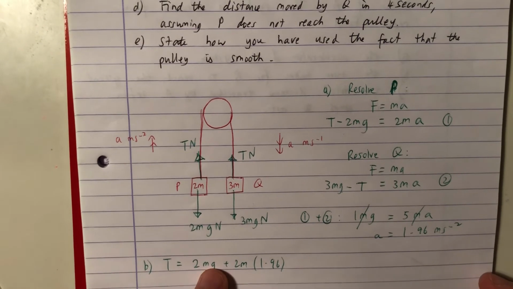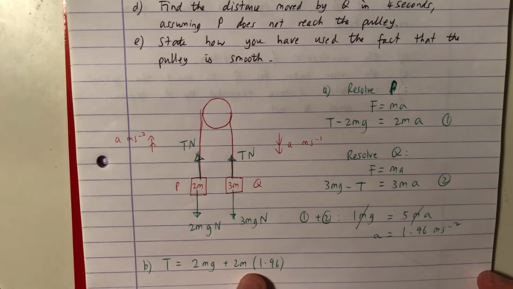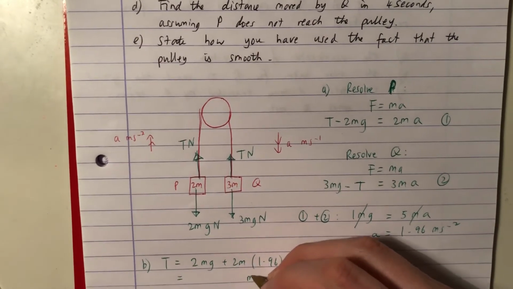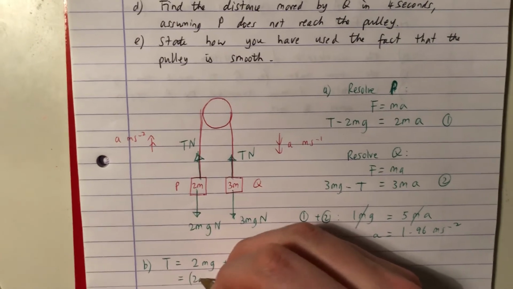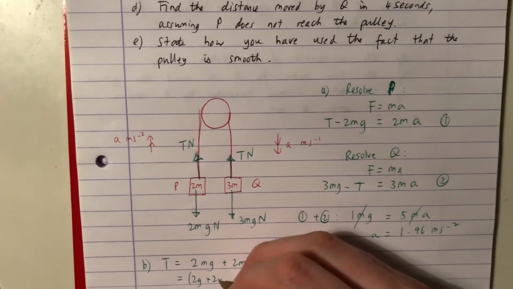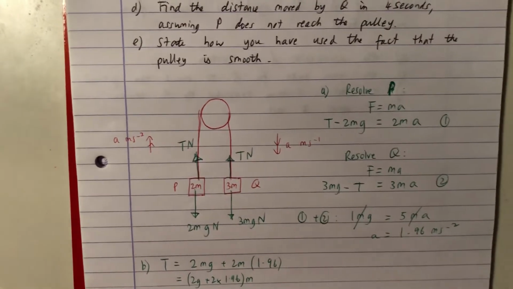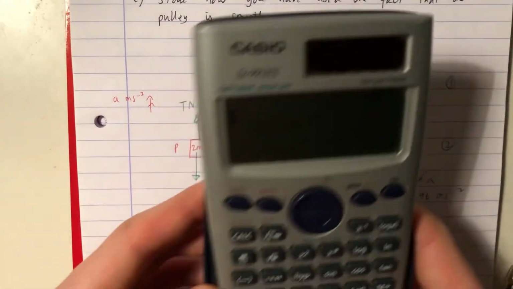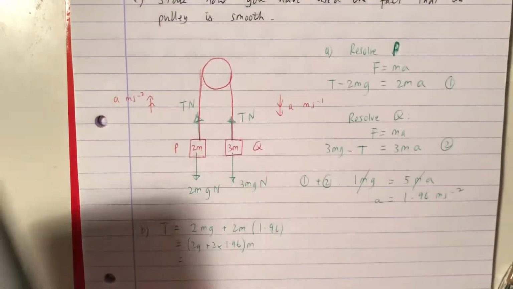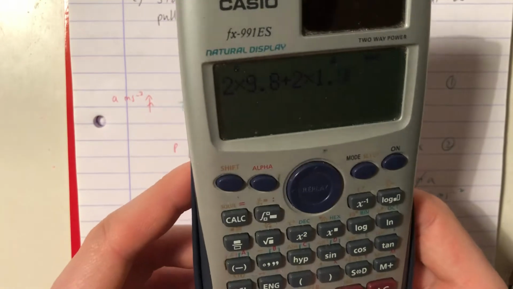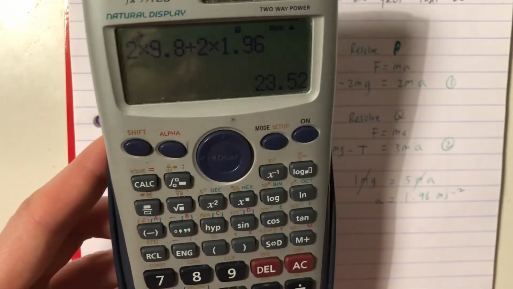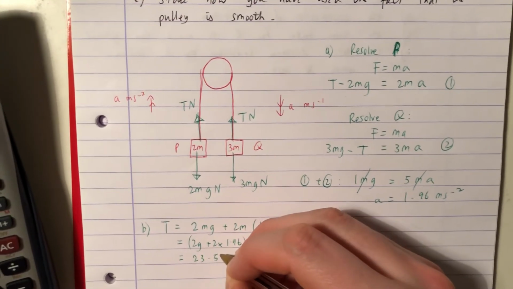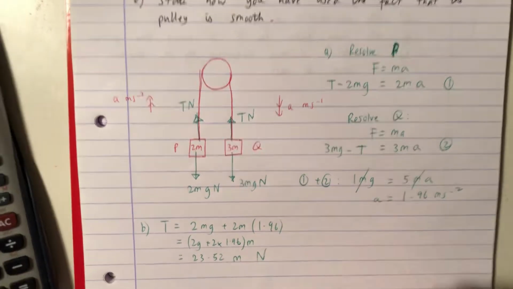Okay, we're not going to get an actual numerical answer because we've got m's in there. But if you factor the m out, you get 2g plus 2 times 1.96, which gives you 2 times 9.8 plus 2 times 1.96, 23.52m newtons.